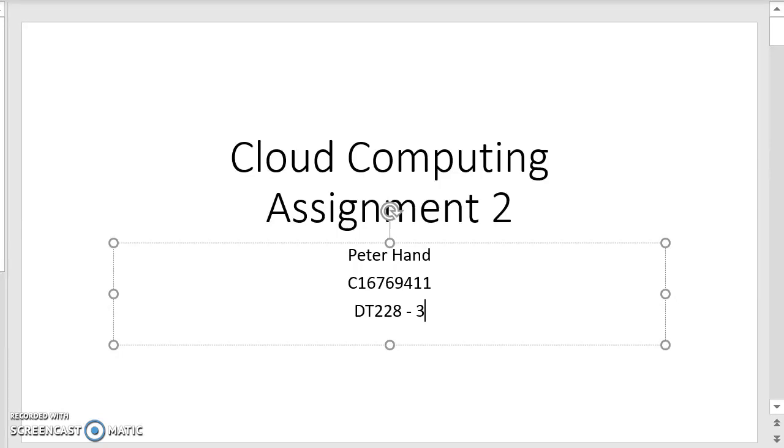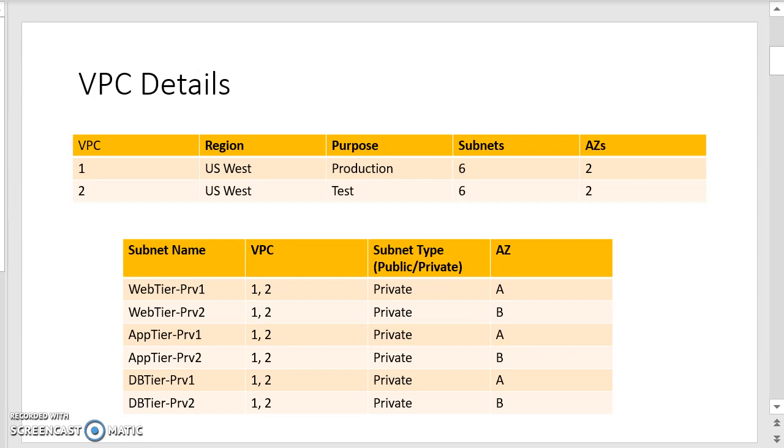Here's my solution for cloud computing assignment 2. So, 2 VPCs for the West region, production and test, 6 subnets each. So there'd be two web tier private servers, 2 for app and 2 for databases, each for each VPC.